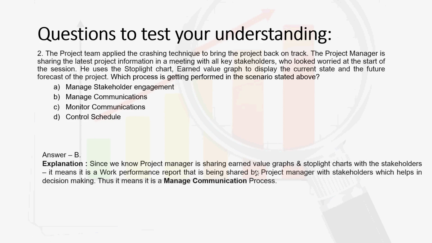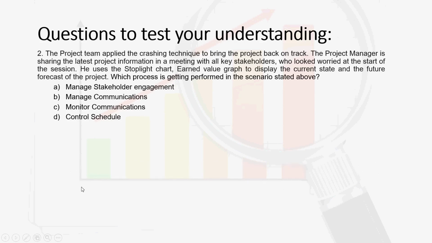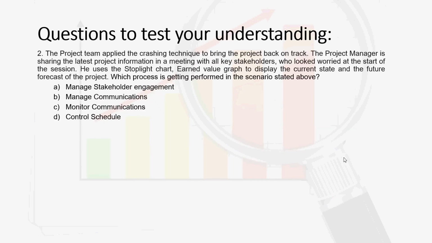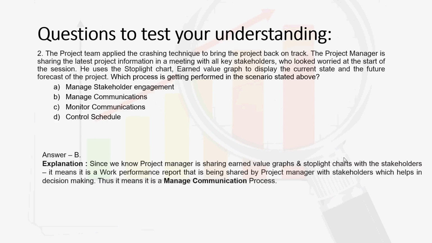Answer is B. The project manager is sharing earned value graphs. It means it's a work performance report that is being shared by the project manager, and it means it is a manage communication process because it helps in the decision making process. Now, if I go back to my summary, we have discussed that the work performance report is shared with our stakeholders in the manage communication process of the project. So the project manager can share status reports, progress reports, and he can present heat reports, stoplight charts, dashboards with the stakeholders to gauge their attention. And this is exactly what is happening in this question here. So I hope the answer and explanation is clear to us.